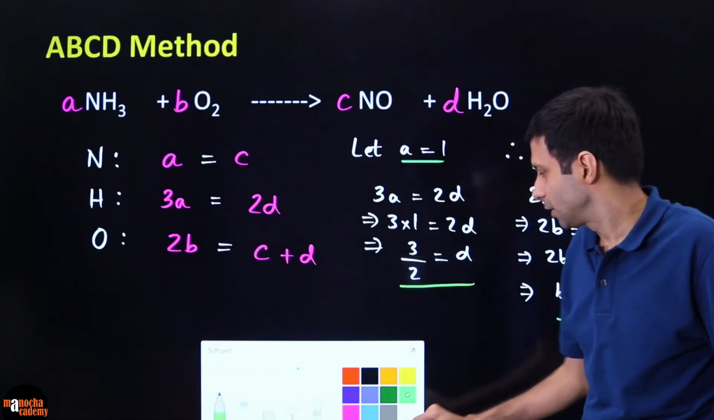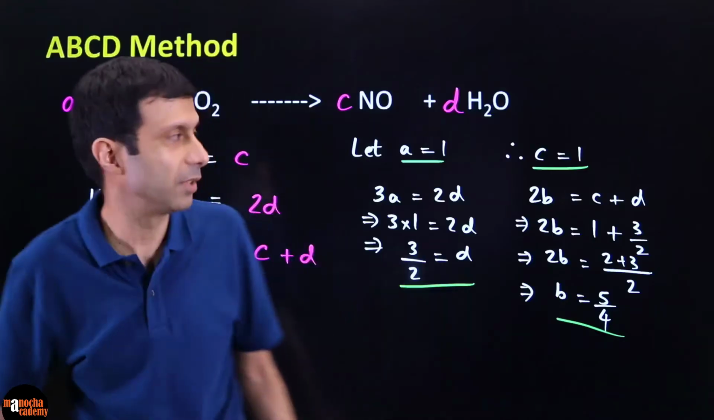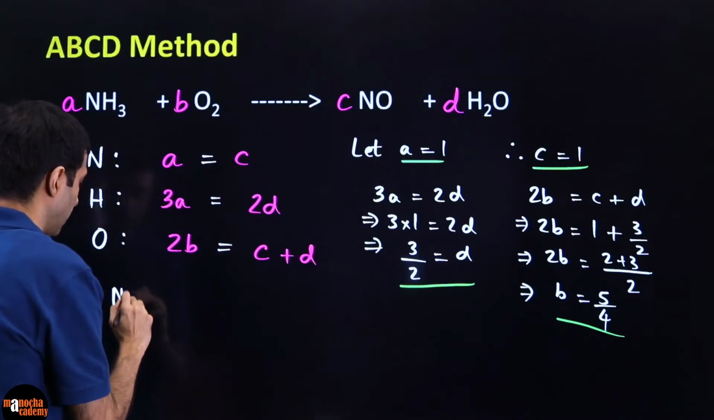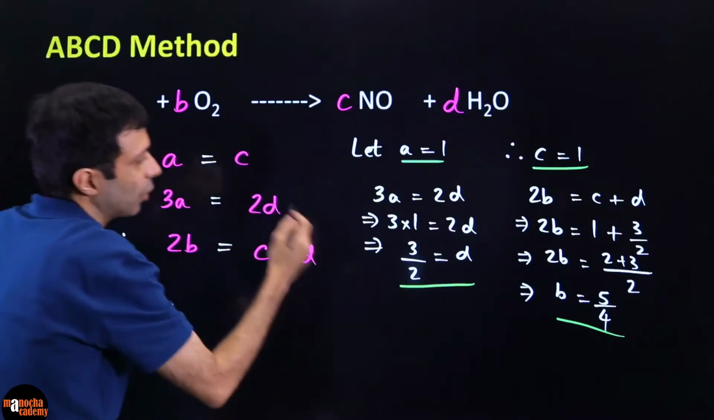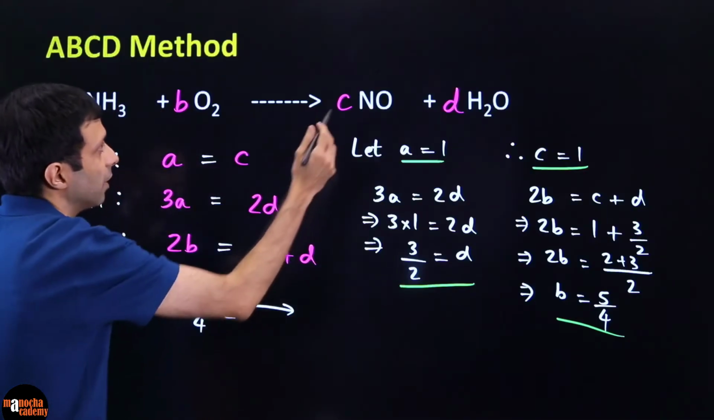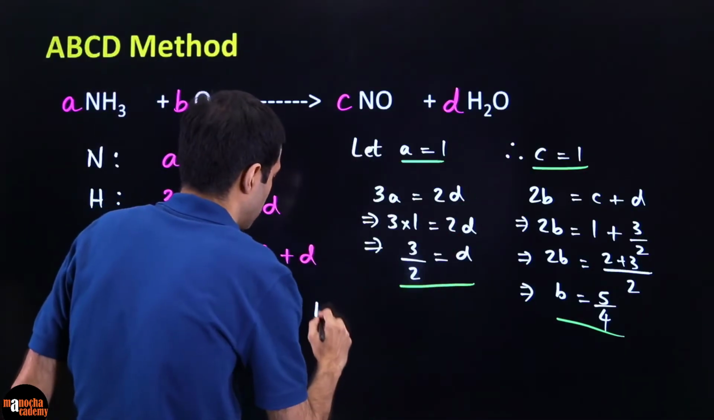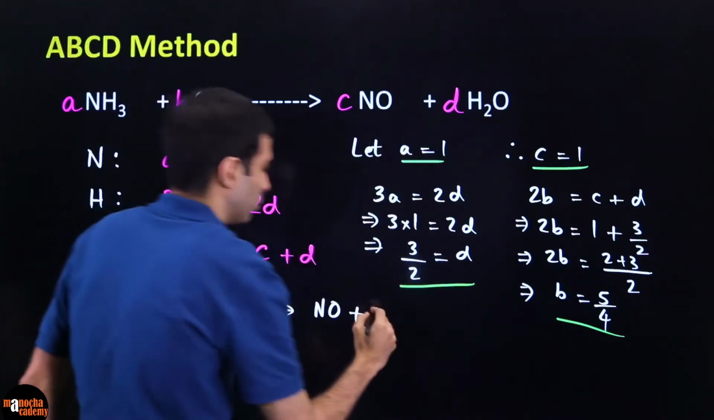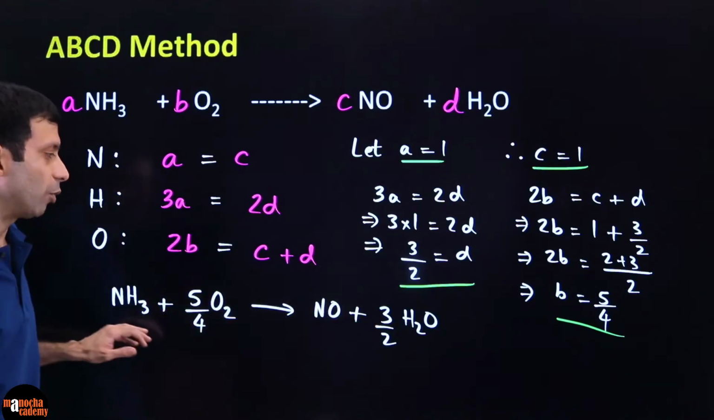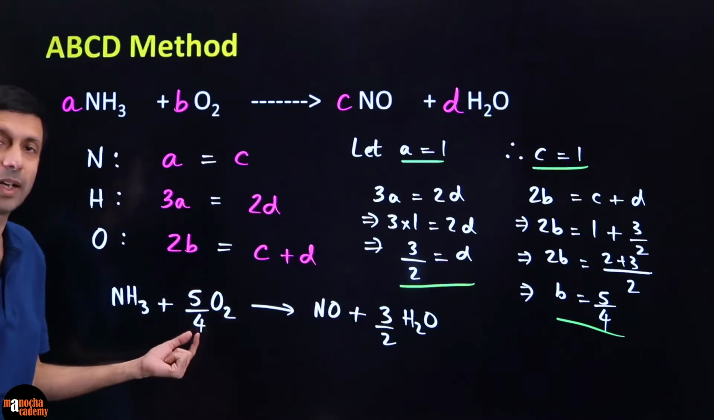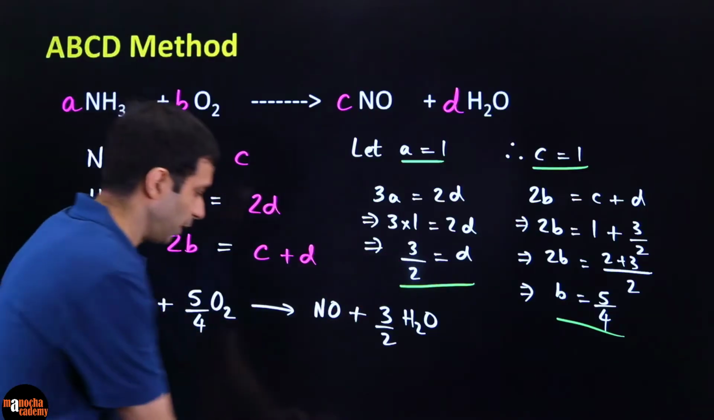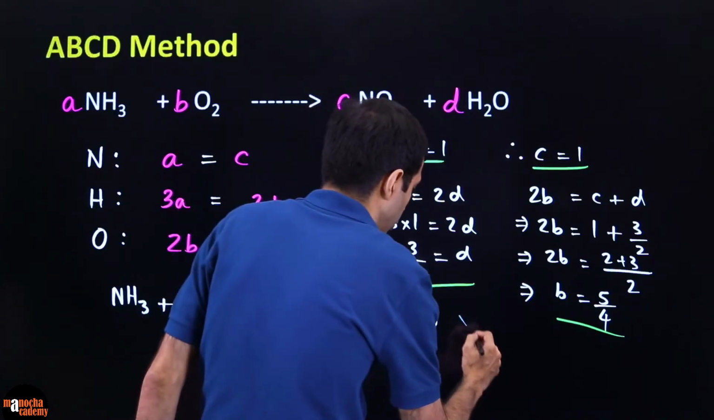So now let's write our equation with these coefficients. Based on our answer, we have 1 times ammonia, NH3, plus B times oxygen. B is 5 by 4, so 5 by 4 O2 is giving me C times NO. C is 1, so NO, and D is 3 by 2 water. But you can see I have these fractions, 5 by 4 and 3 by 2. If I want to get rid of all the denominators, obviously I will multiply by 4 so that this 4 will cancel and 2 will also get cancelled with that 4. So please multiply this entire thing by 4.